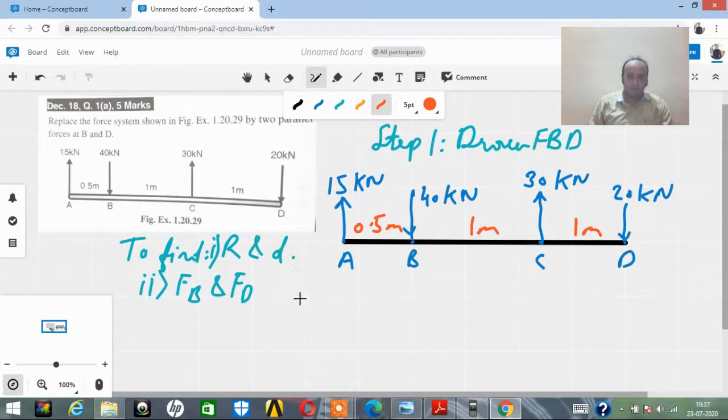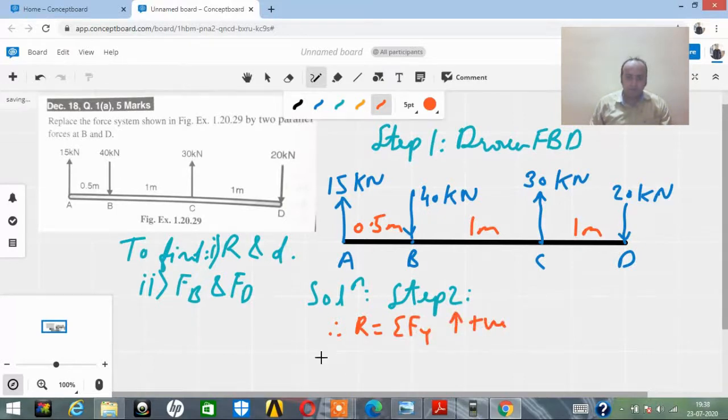Step number 2, solution. We are starting with step 2. Now what are we going to do? As you can see, it's a parallel force system. All the forces are in vertical direction. So therefore, R is equal to summation of all the forces in y direction, considering upward sense as positive. So R is equal to plus 15 minus 40 plus 30 minus 20.